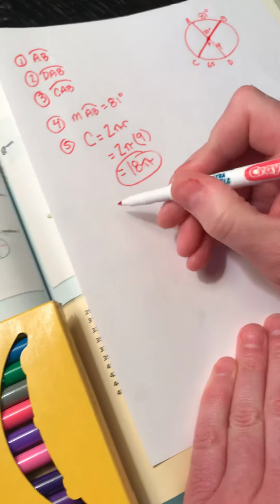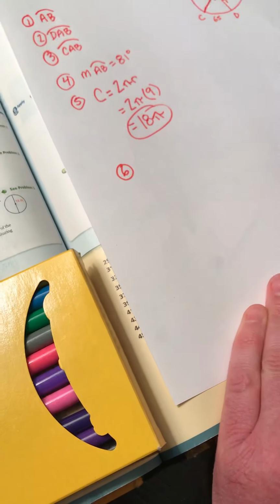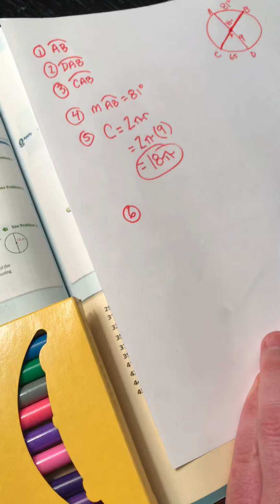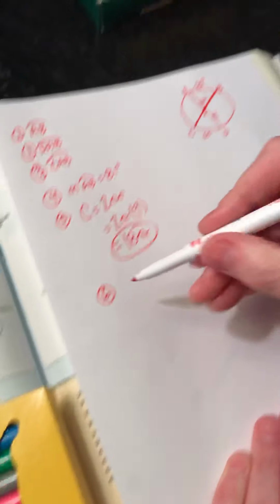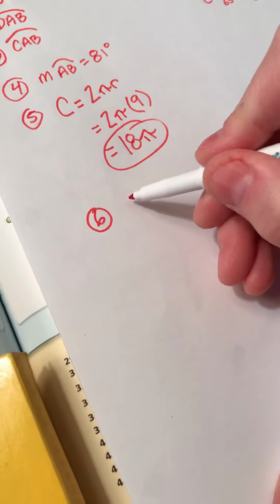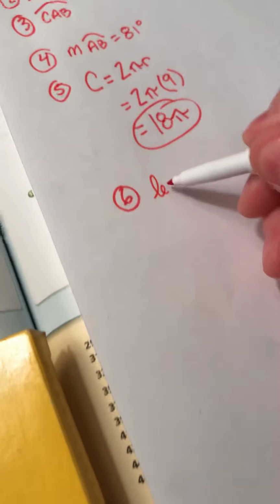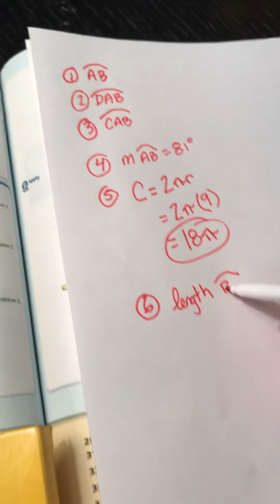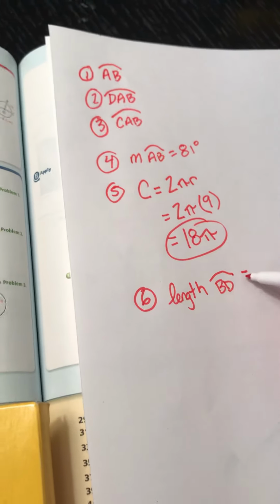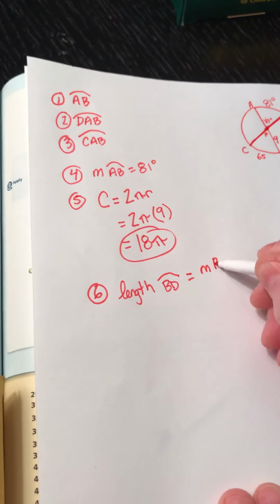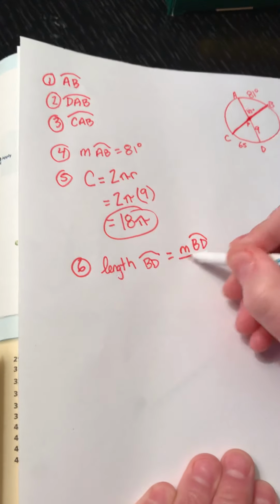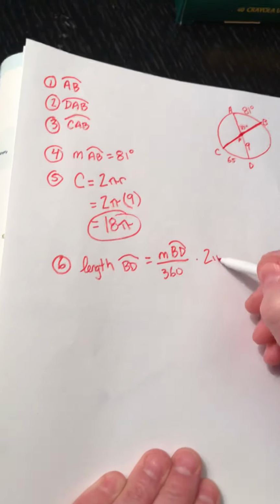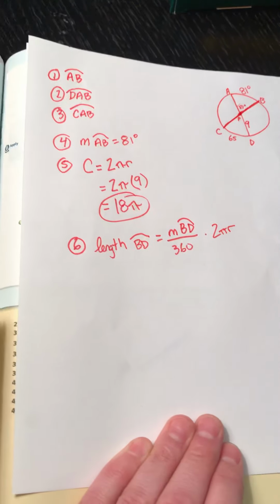And then number 6. This is where it gets a little tricky. They're asking you for the length of the arc. So the length of arc BD, remember, is equal to the measure of arc BD, all over 360, and then you multiply by the circumference, which is 2 pi r.